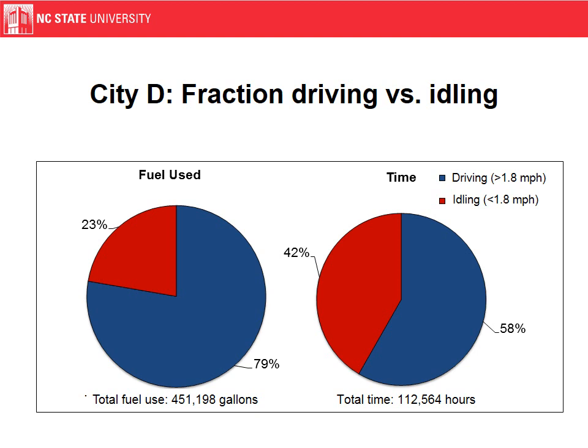City D, I mentioned we got engine control module records, so for over 100,000 hours of a number of collection vehicle operation, we broke down the fuel use and the time spent during driving and during idling. So the way the reports were for this data, idling is less than 1.8 miles per hour. So the fuel used during driving was almost 80%, and less was used during idling, only about less than a quarter. And time spent driving was about 60%. So you can see the different distribution here.